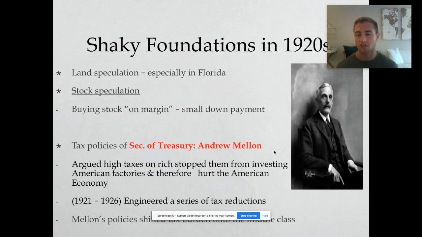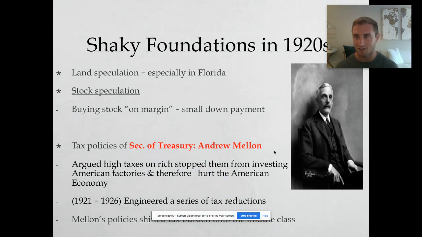This is especially true of Florida in this time period, where advertisers are advertising a nice soft Caribbean wind when in fact they're selling lands that are hard hit by hurricanes. And so, of course, that is a factor in this.